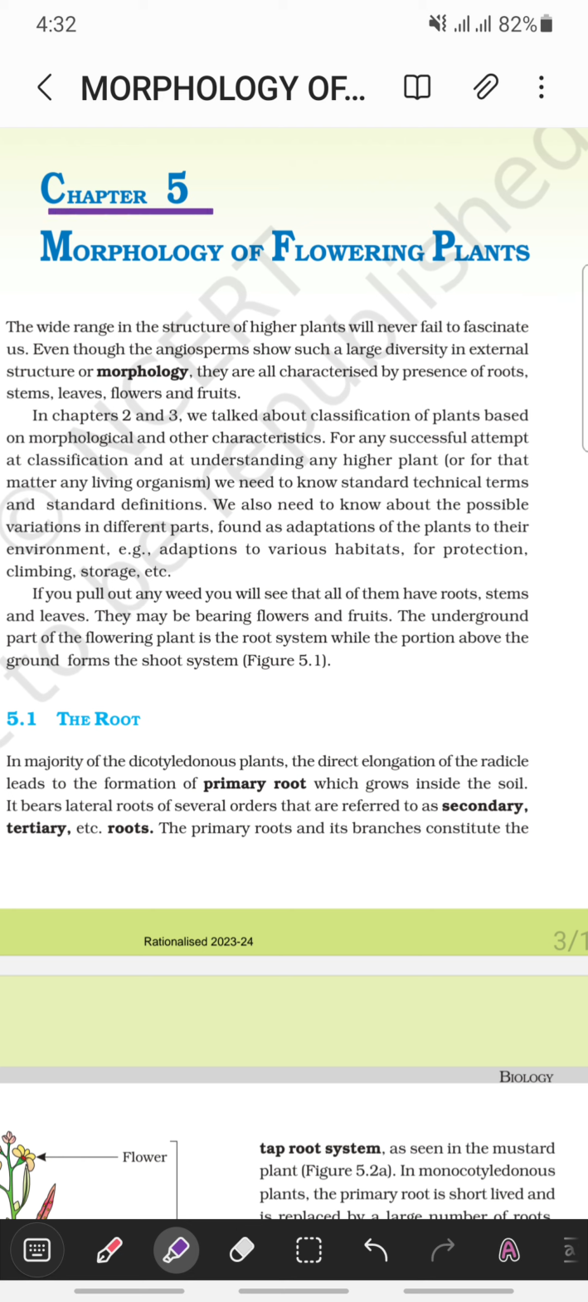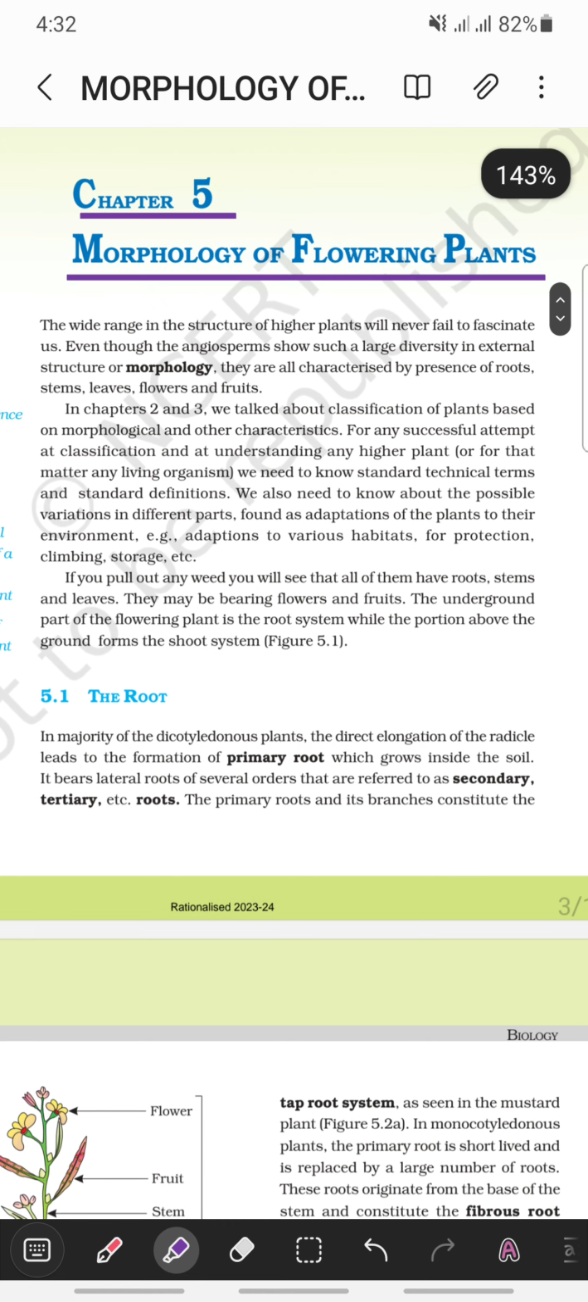Chapter 5. Morphology of flowering plants. The wide range in the structure of higher plants will never fail to fascinate us. Even though the angiosperms show us a large diversity in external structure or morphology, they are all characterized by the presence of roots, stems, leaves, flowers and fruits.